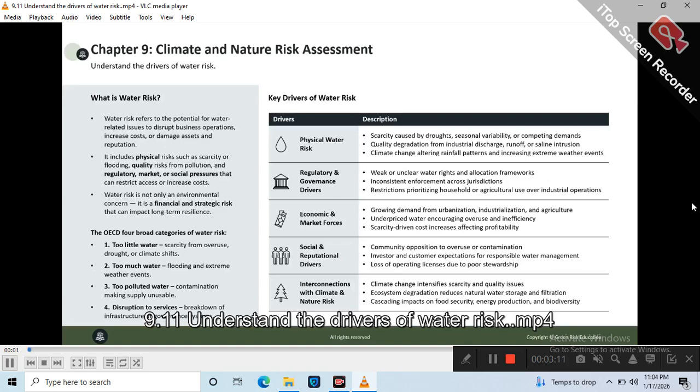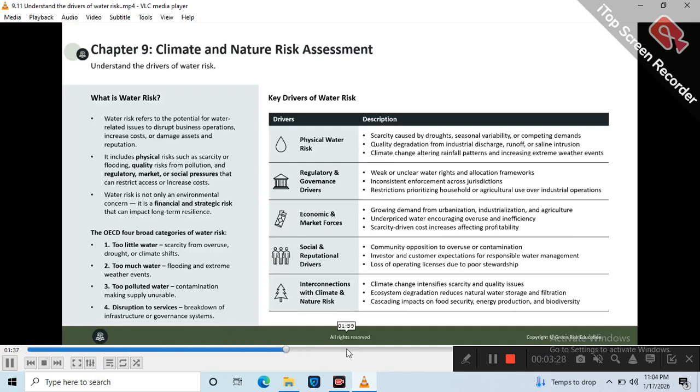When we think about environmental risks, climate change tends to dominate the conversation. But water, the resource that underpins food production, energy generation, manufacturing, and basic human health, is facing pressures every bit as serious. You'll see these drivers are interconnected and operate at once.